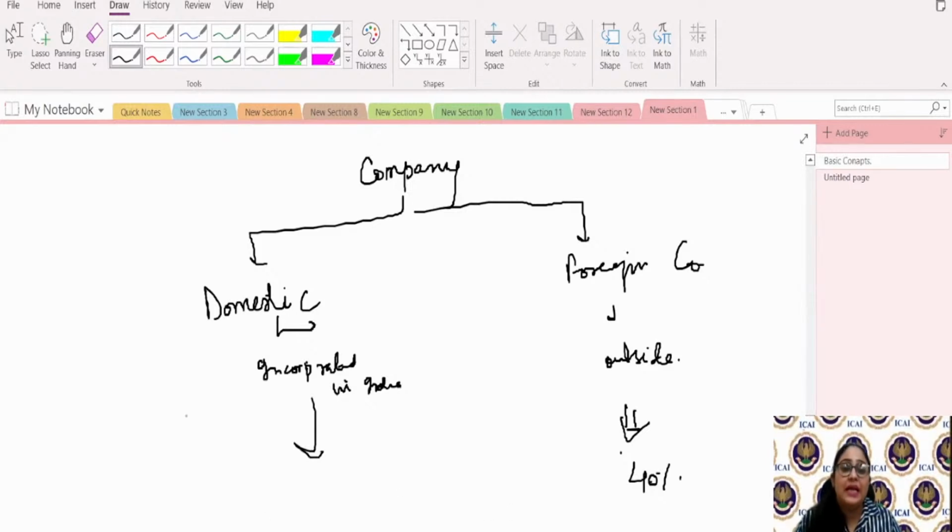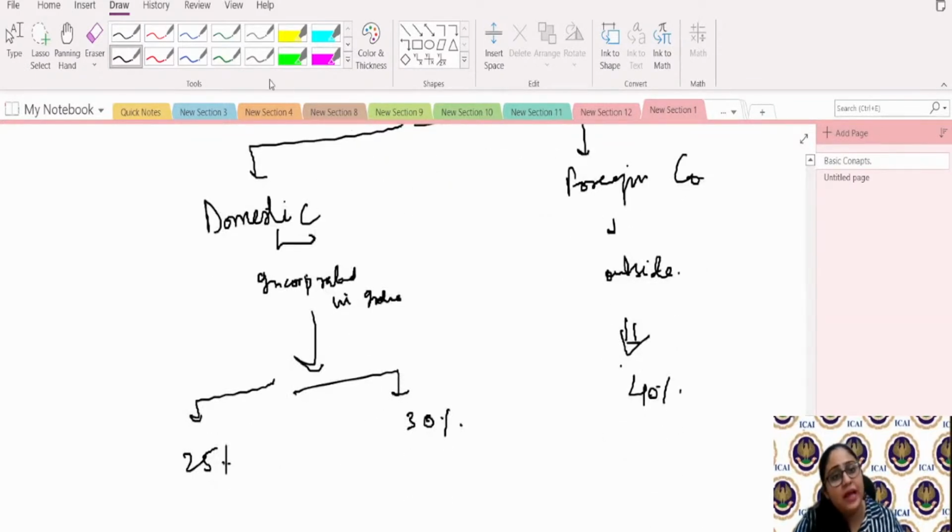For a domestic company, there are two types of tax rate, 25% and 30%. Ma'am, how will we know which tax is applicable? So the general tax rate for foreign companies is 40% flat. There are no slabs, nothing. This is 40% flat. This is 25 and 30. Ma'am, when will it be 25, when will it be 30?